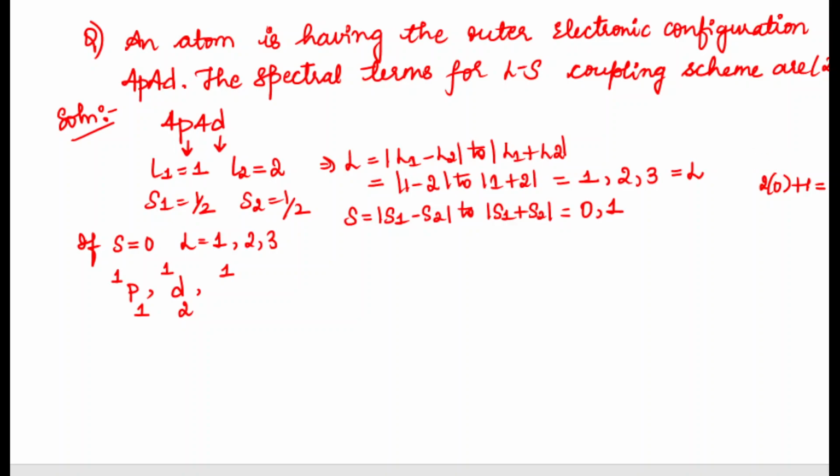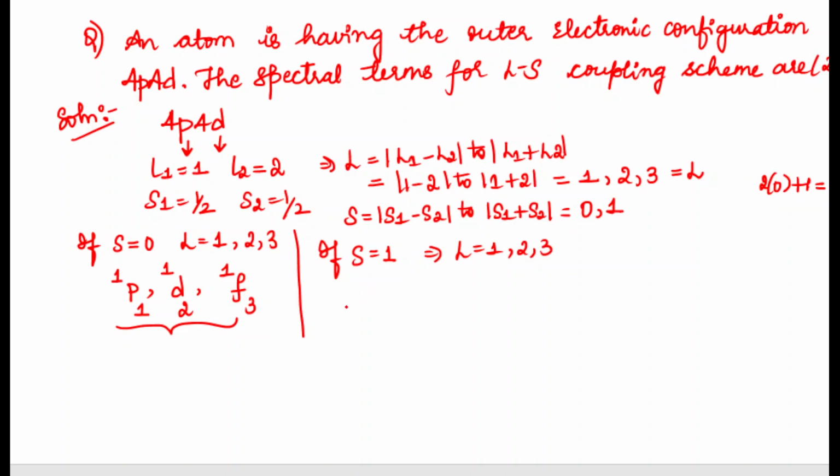Yes, again come back. Now again S equal to 0 means 1. The 3 is S, P, D, F and J value is 3. These are the terms. And one more set of terms we have for S equal to 1. For S equal to 1, what are the L values? L values are 1, 2 and 3. Okay, so S equal to 1 means 2 times 1 plus 1, that is equal to 3. L equal to 1 means P. So 1 minus 1 is 0, 1 plus 1 is 2. So 0, 1, 2. Okay, like this.